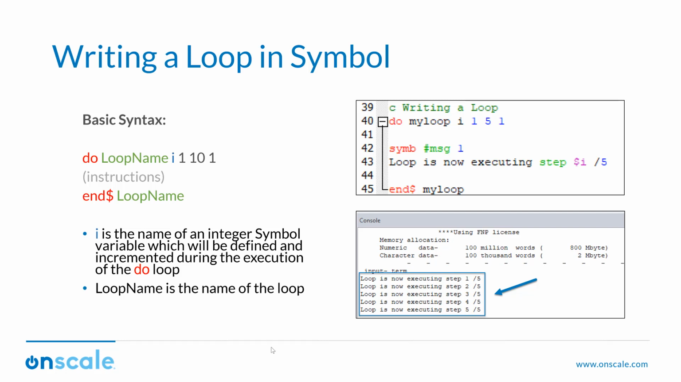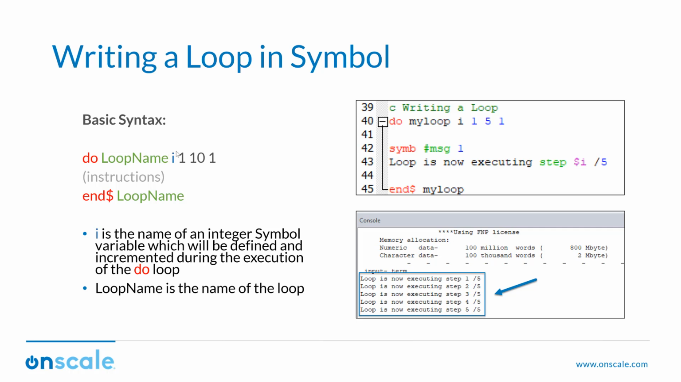Let's talk briefly about loops and other kinds of functions to control the flow in your script. A loop is actually pretty easy to define. You start with a do, then you give a name to your loop. It can be anything: loop 1, loop 2, loop 3, or any name you want.